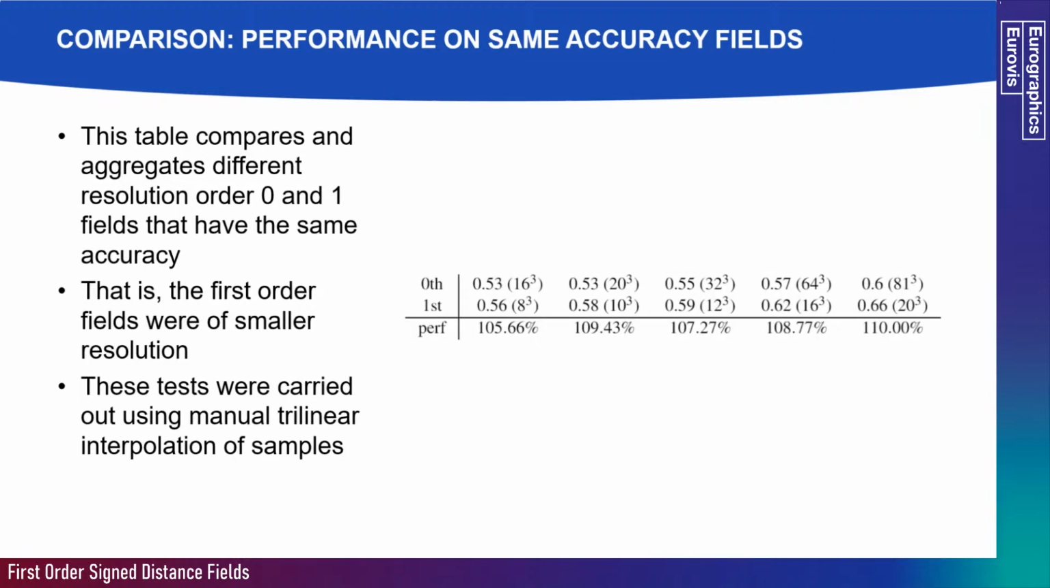Then again, higher accuracy means that we can use lower resolution first-order distance fields and still have the same precision. In this particular case, we have aggregated render time results of the same accuracy zero and first-order fields. This way, the performance impact of first-order fields is reduced to 10%. Note that all of these comparisons were done using manual trilinear interpolation. If the limited precision of GPU hardware interpolation is acceptable for your use case, then the figures are further improved. Packing, on the other hand, adds a significant increase to query times.